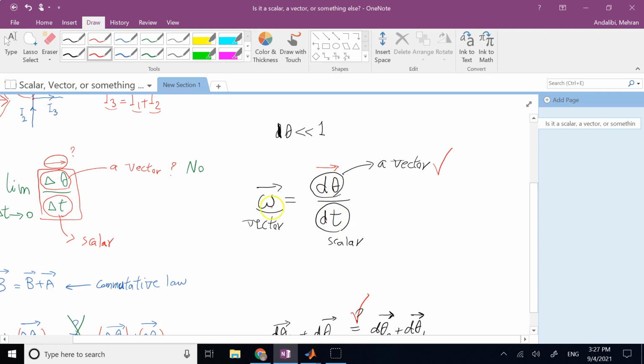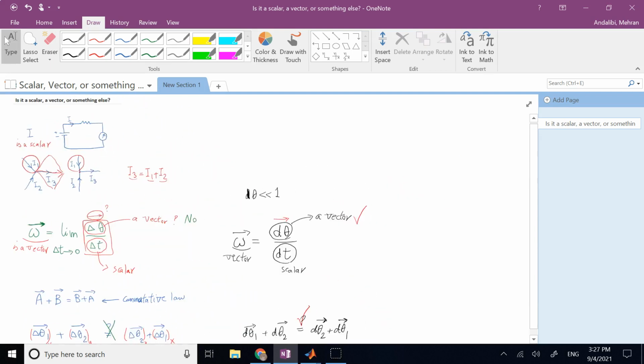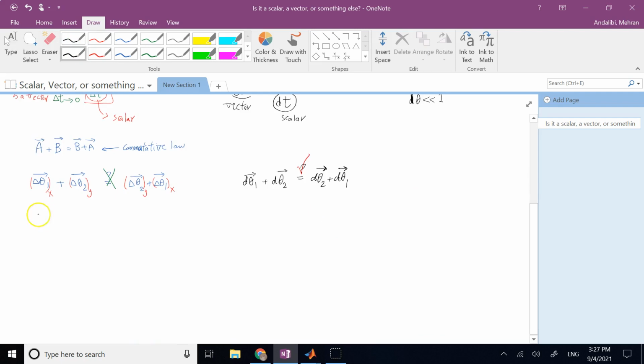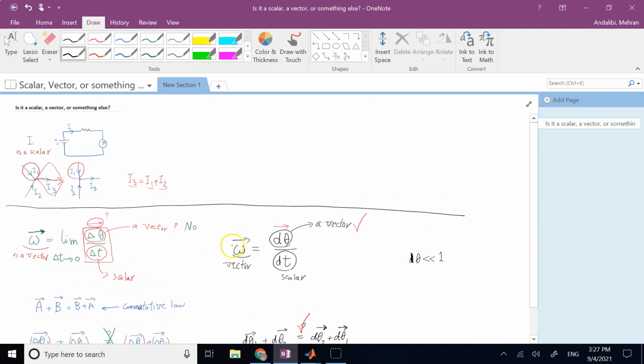And if I divide the vector by a scalar, I will get a vector. So this delta theta thing is an interesting entity. When it's finite, and not necessarily small, it doesn't behave perfectly like a vector. But when you make the size of it smaller and make it infinitesimal, now it follows all of the requirements for a vector, okay? And that makes omega a vector as well.